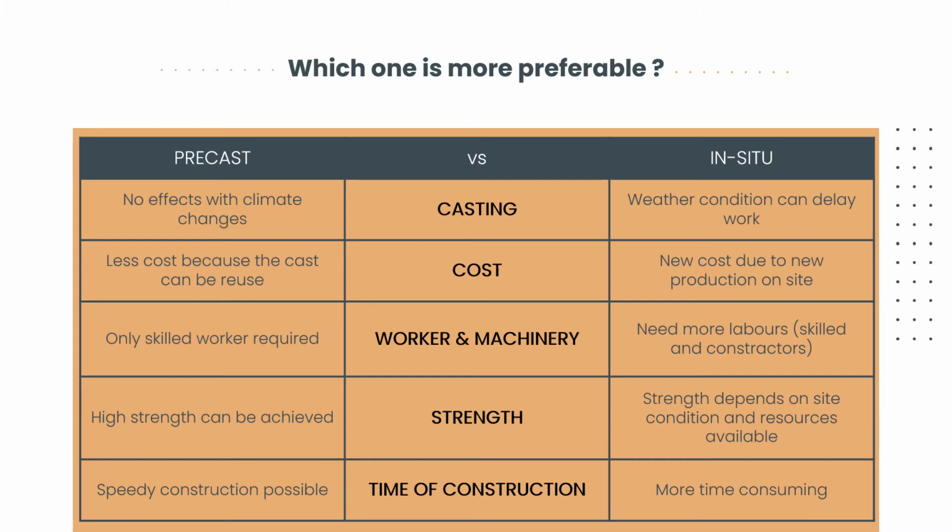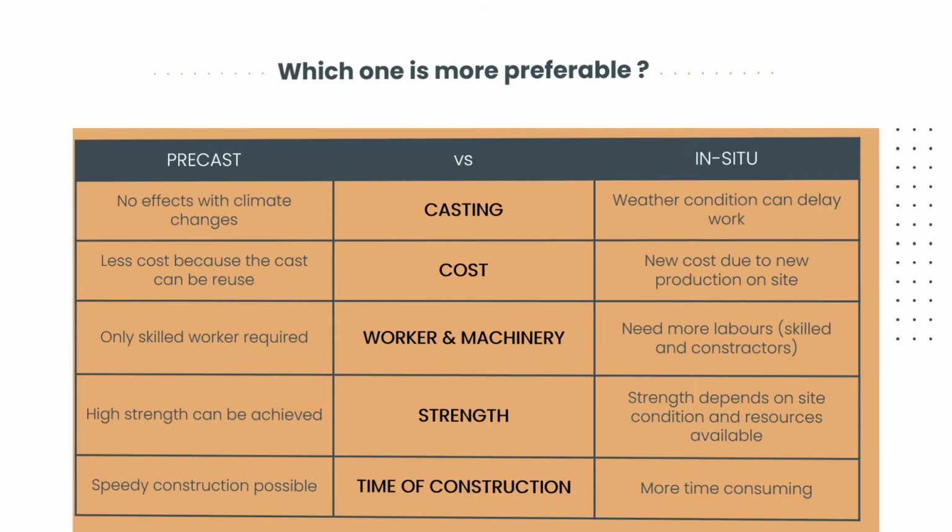For the time of construction category, precast allows speedy construction, as soon as possible, while in situ needs more time because it needs to be mixed on the site and the mold made on the site, which requires more work, and this requires more time.